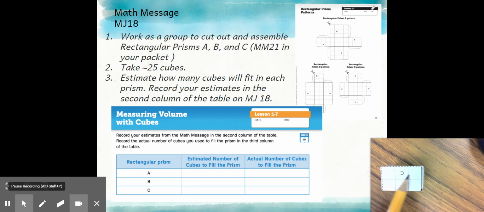1, 2. Again, when I think of layer, I think of height. What is the height of this? So if 9 fit one layer and I have 2 layers, how many cubes fill the whole prism? You should have said 18. So the actual number of cubes to fill prism C would be 18.